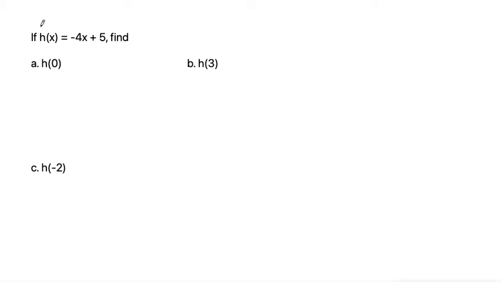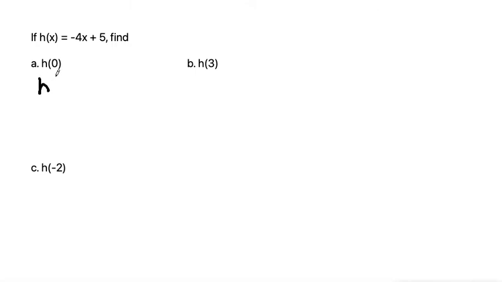So this problem says if h of x is equal to negative 4x plus 5, first finding h of 0. So notice that 0 is in the place of x when we defined h of x. That means that we need to substitute 0 for every x we see in the function.